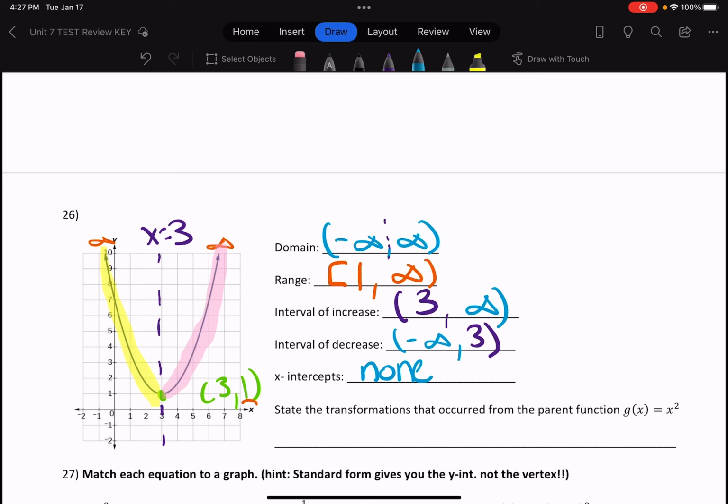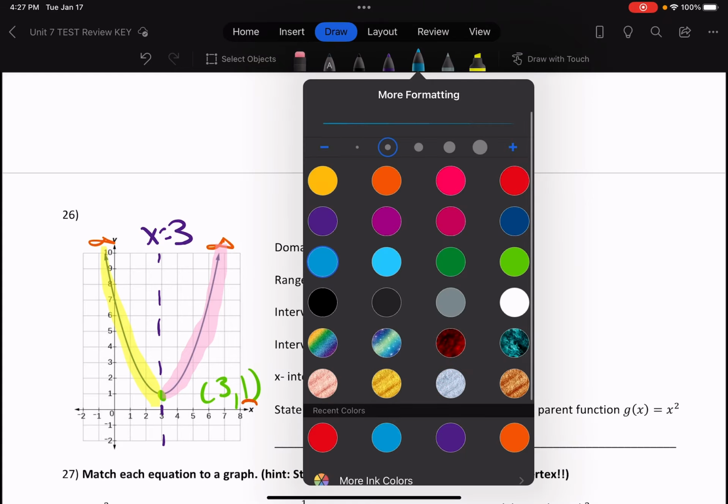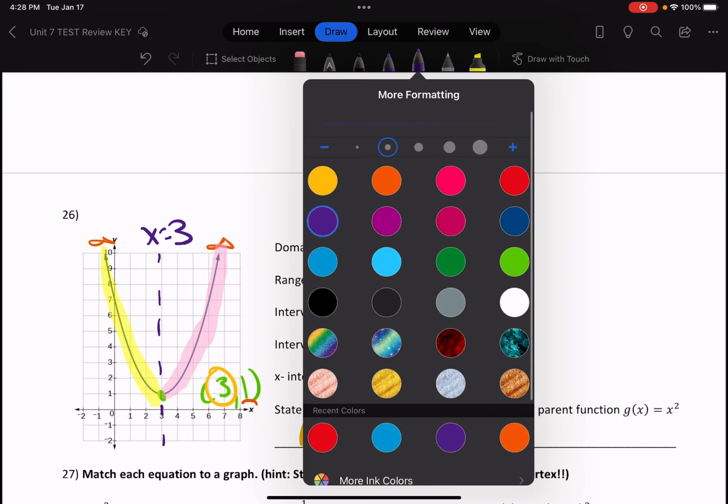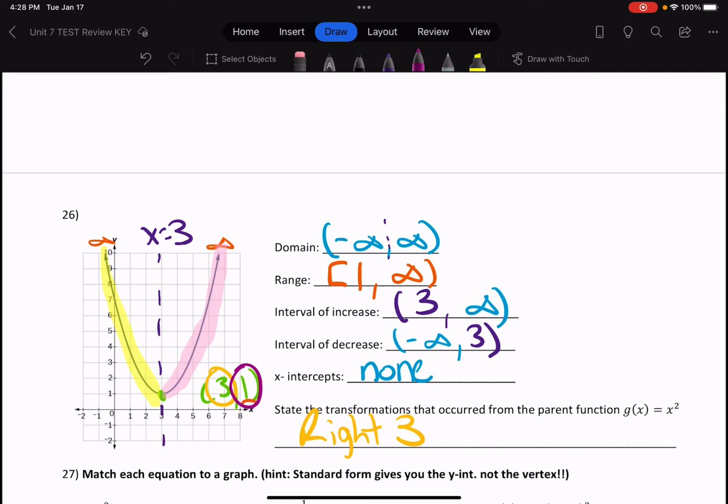Now we're going to state those transformations. The only transformations that we really had depend on our vertex. So looking at the vertex, I know that we've gone to the right by 3 units. And also looking at that vertex, I know that I have gone up 1 unit.